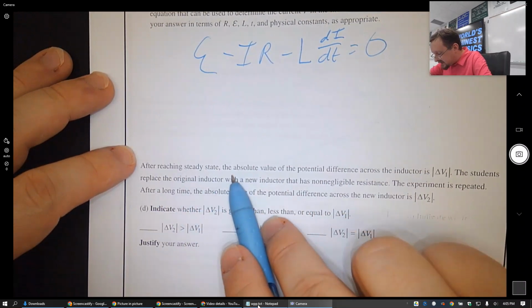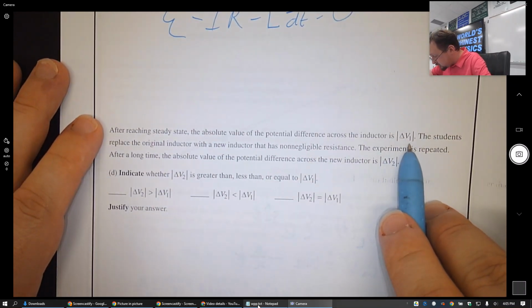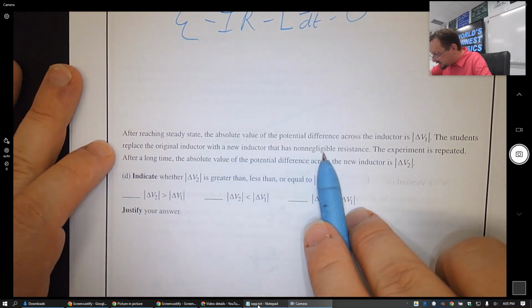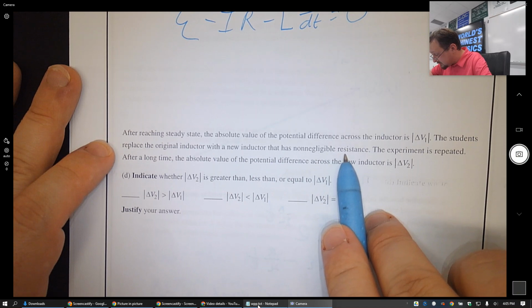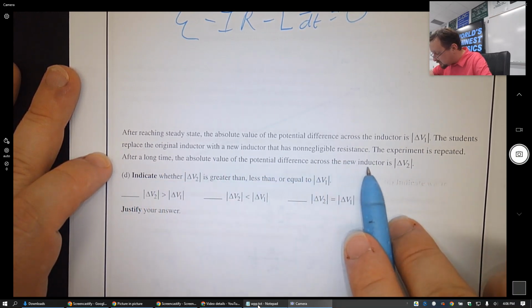After reaching steady state, the absolute value of the potential difference across the inductor is 0. The students replace the original inductor with a new inductor that has its own resistance. The experiment is repeated after a long time. The absolute value of the potential difference across the new inductor will be something.